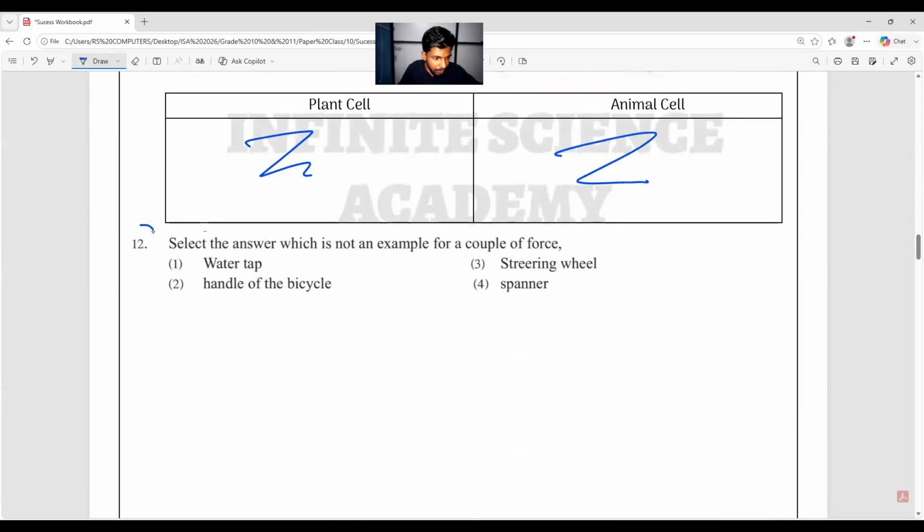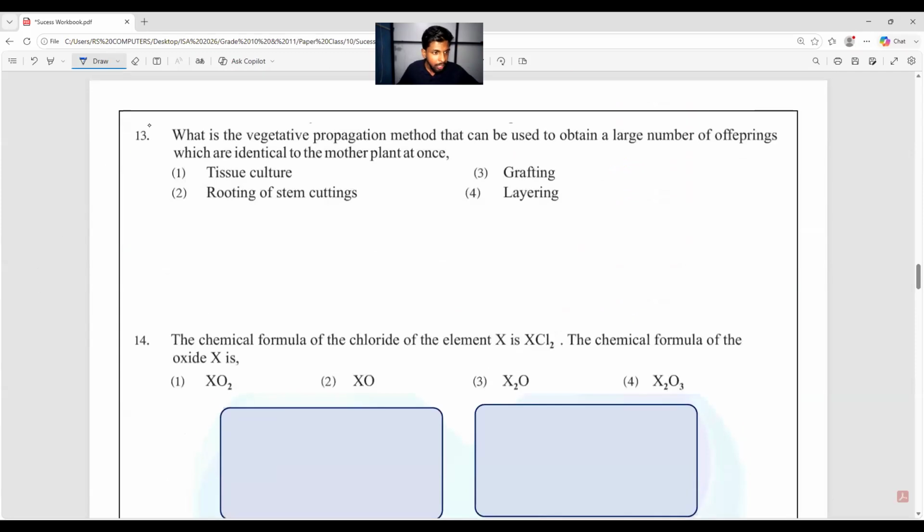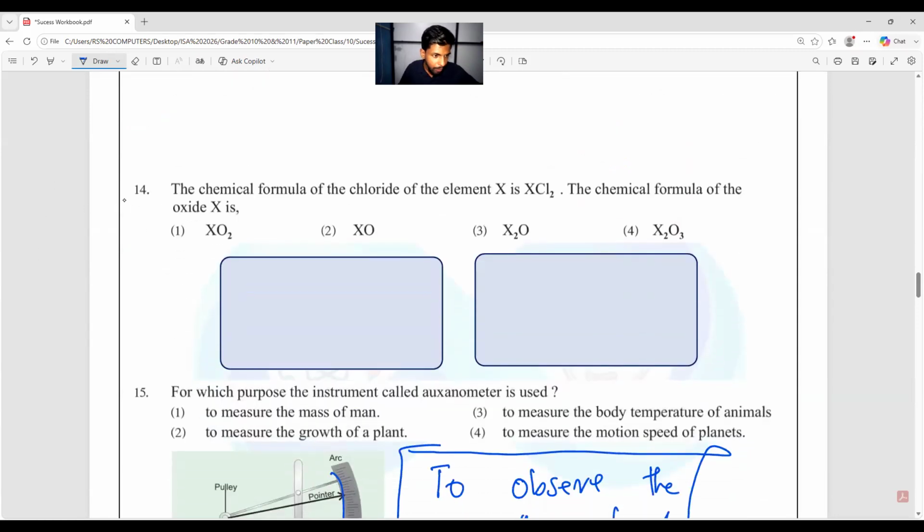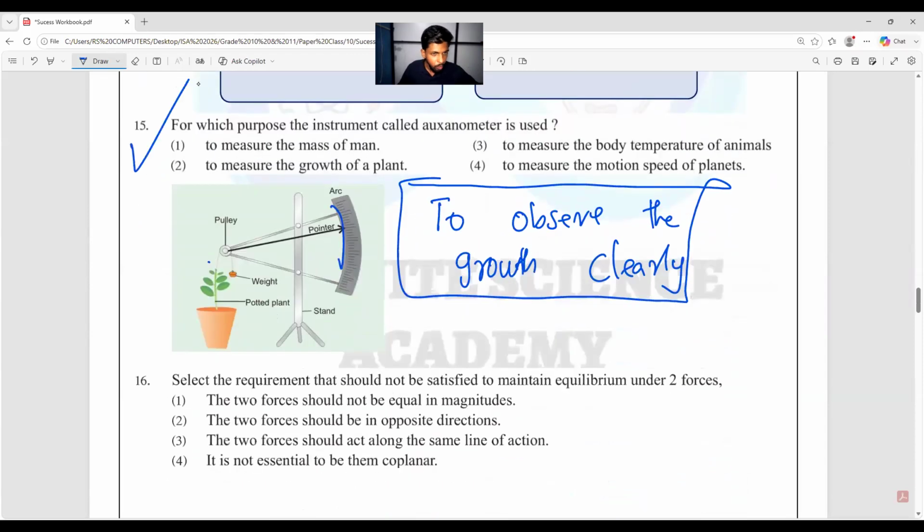Question number 12, put a circle mark. We haven't discussed. This is from turning effect of force. We haven't discussed yet. Couple of forces. So you can put a circle mark near to the question number 12. Question number 13, again a circle mark regarding the reproductive system. Question number 14, already we had discussed regarding the chemical formula. Question number 15, now we have discussed.